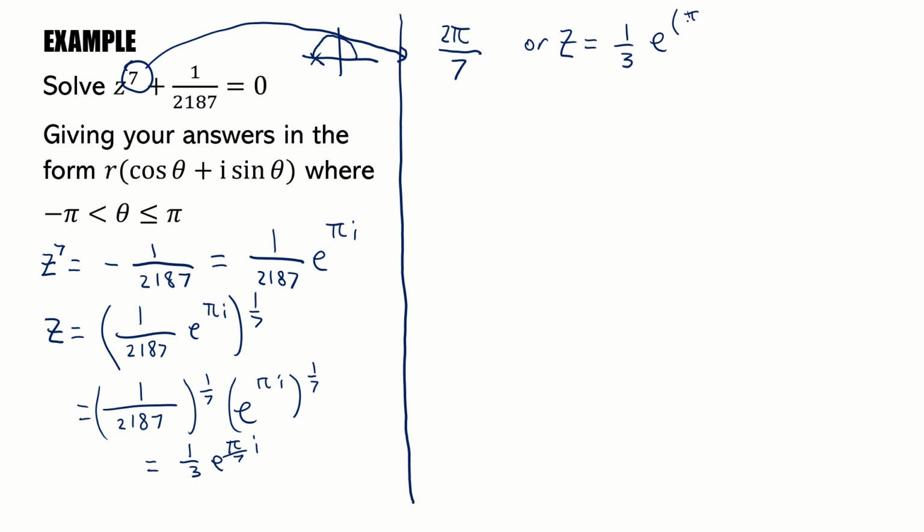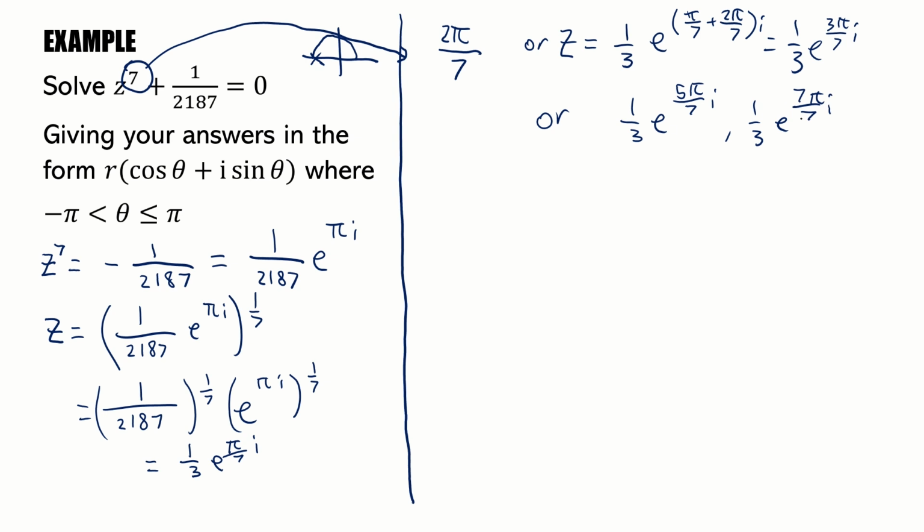So that will get you 1/3 e to the power of 3 pi over 7 i. And we just got to continue that process on. We're just going to keep on adding 2 pi over 7 onto the argument each time. So we also get 1/3 e to the 5 pi over 7 i. We also get 1/3 e to the 7 pi over 7 i, which is a silly answer, and I will talk more about that later, but obviously it's pi i. Or 1/3 e to the 9 pi over 7 i.